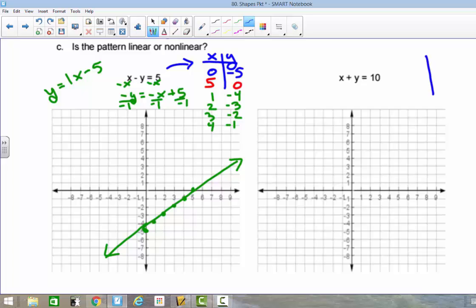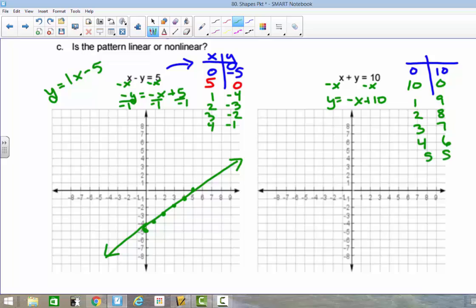So the next one, the x-intercept. If you plug 0 in for x, y is equal to 10. If you plug 0 in for y, x is equal to 10. If you solve this for y equals mx plus b and subtract x, you have y equals negative x plus 10. That means as x goes up by 1, y goes down by 1. So 1 would give you 9, 2, 8, 3, 7, 4, 6, 5, 5, and so on.